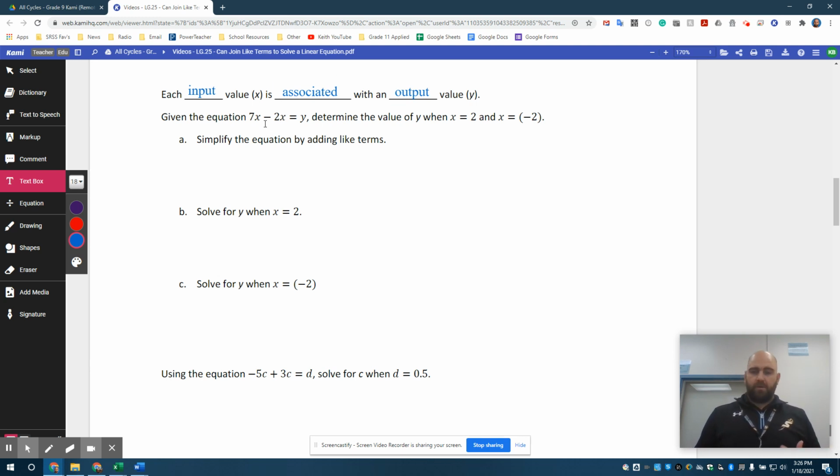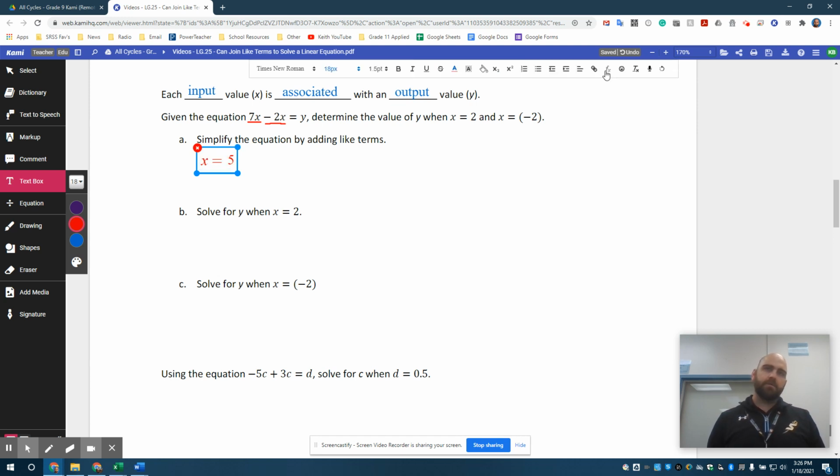The first thing we need to do is, just like we looked at earlier, we need to combine our like terms. So the 7x and the negative 2x need to be combined, and we need to put them together. So we're just going to quickly draw that here. Again, we have these two like terms. And so when we combine those, we have 7x's and negative 2x's, and it will combine for 5x. And so 5x is equal to y.